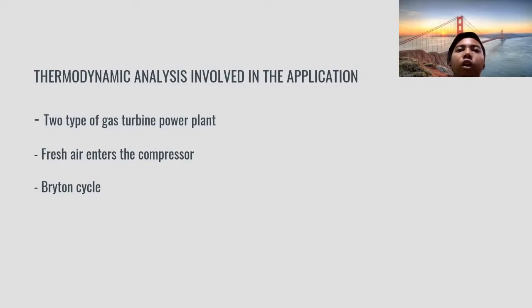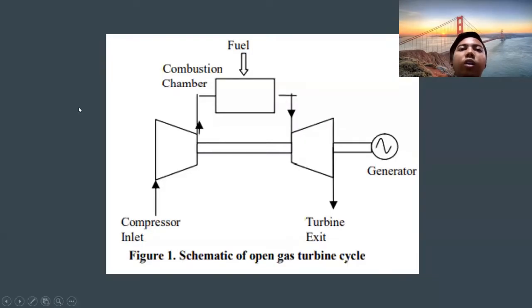For the working principle of the open cycle gas turbine power plant, we can look at the diagram of the open gas turbine cycle. The fresh air enters the compressor at ambient temperature, where the pressure and temperature increase. Next, the high pressure air enters the combustion chamber where the fuel is burned at constant pressure. Then the high pressure gas enters the turbine, where it expands to ambient pressure and produces work.